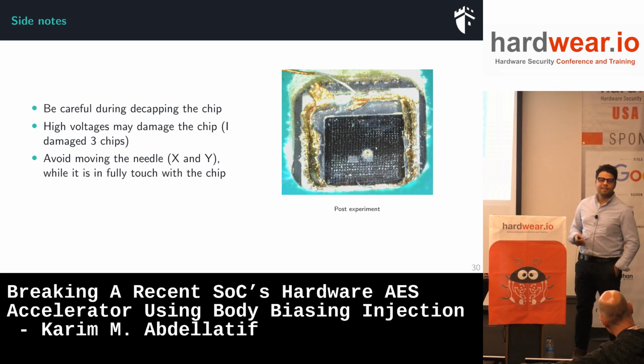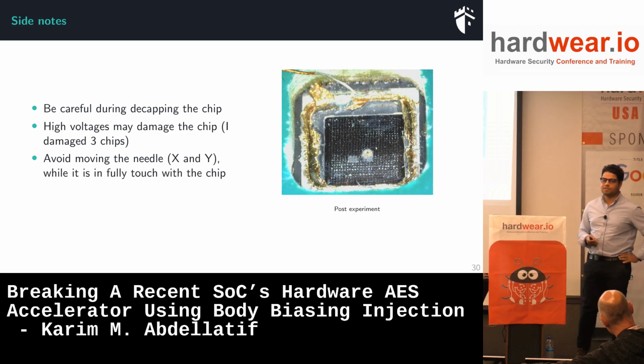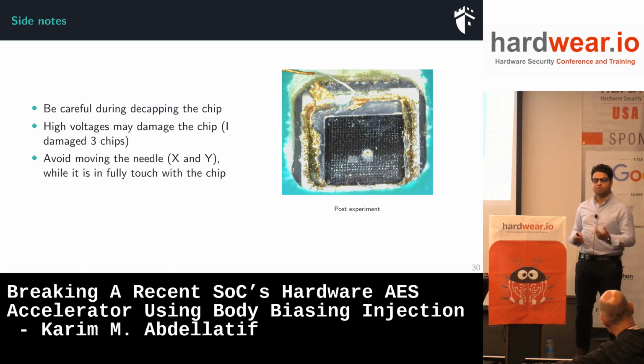And if I'm understanding correctly, did you say that you can also do body biasing through the top side of the chip? Yes, on the front side. But decapping the chip from the front side is very challenging because the bonding wires need some preparation, and in the lab we don't have this tool for the moment. This is why we use the backside.